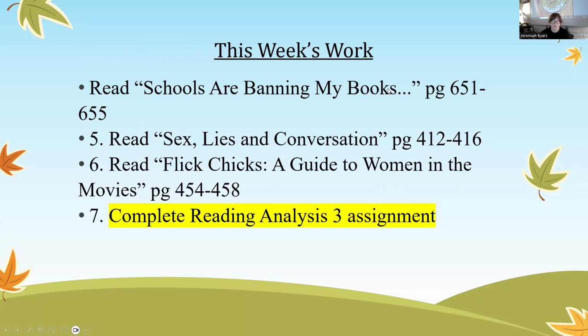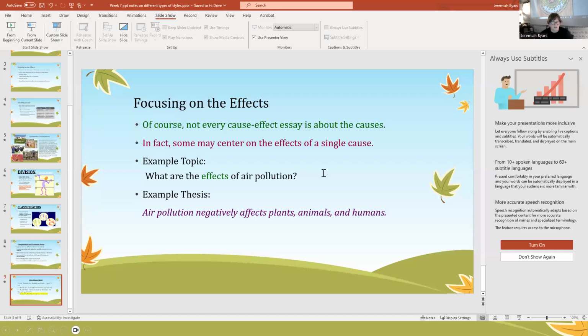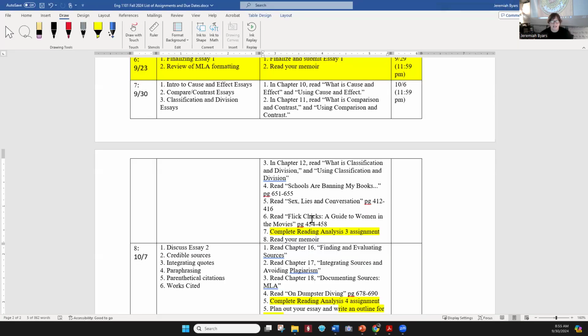Schools Are Banning My Books, pages 651 through 655. Sex, Lies, and Conversation, pages 412 through 416. Flick Chicks, a guide to women in the movies, 454 to 458. These are all short. It's 4 pages, 4 pages, 4 pages. So 12 pages total. Woo! Wow. That's a lot. No, it's not. And I did ask that you also read up on chapter 10, chapter 11, chapter 12, cause and effect. What is comparison contrast? What is classification division? That would be helpful as well.